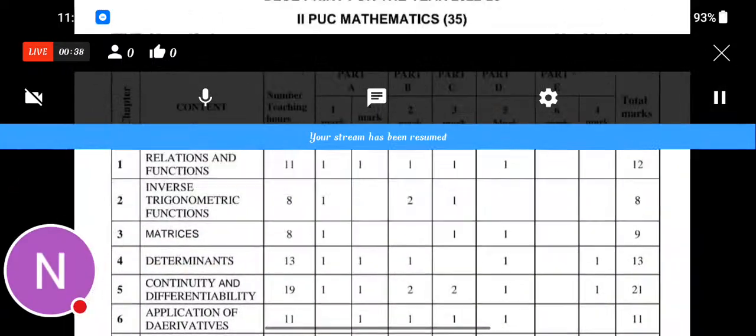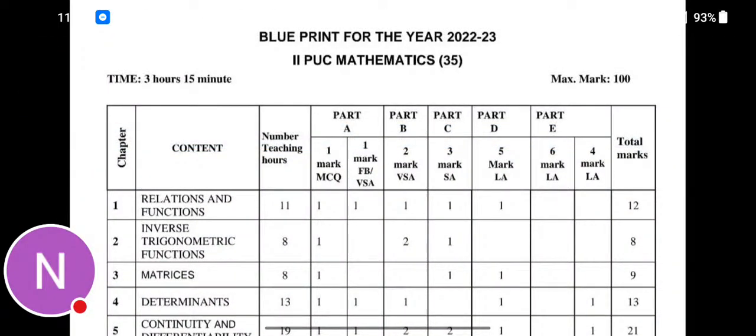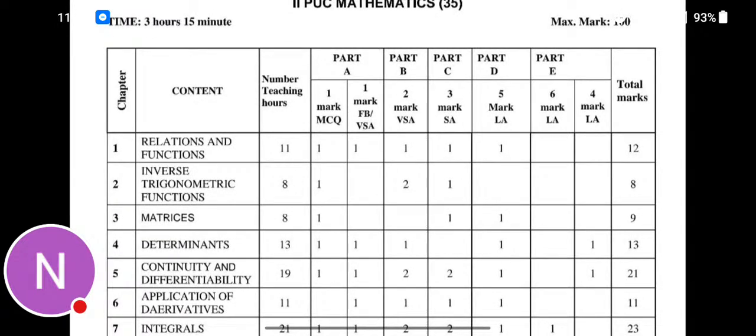So in this video I'm going to tell you about the blueprint of 12th standard maths, Karnataka board 2022 and 2023. From relations and functions, the first chapter, in Part A, you will get 1 question for 1 mark, an MCQ. So totally 2 marks for Part A from this chapter.